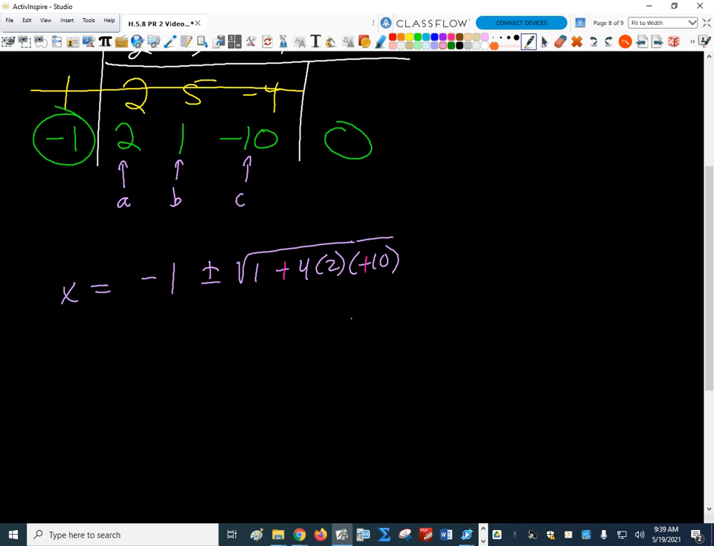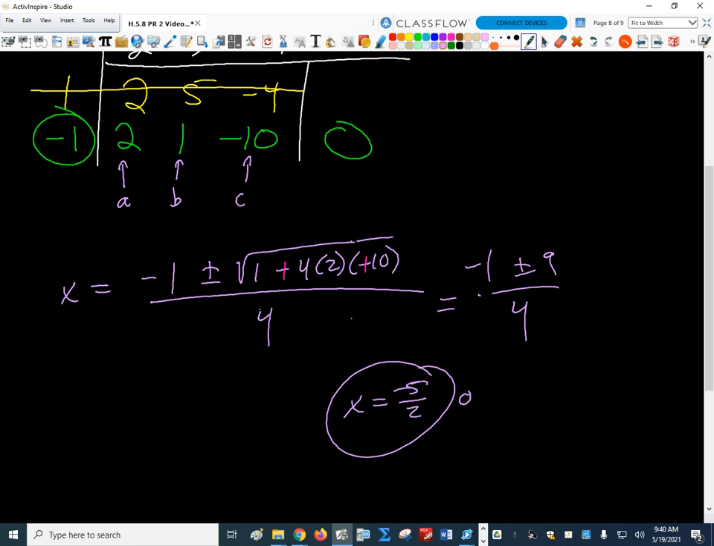All right, so divided by 2a, so divided by 4. There's my other solutions. So what am I going to get? -1 plus or minus the square root of 81, which is 9, right? Plus or minus 9 over 4. So my other two zeros would be negative 10/4. So either x equals negative 5/2 or 2.